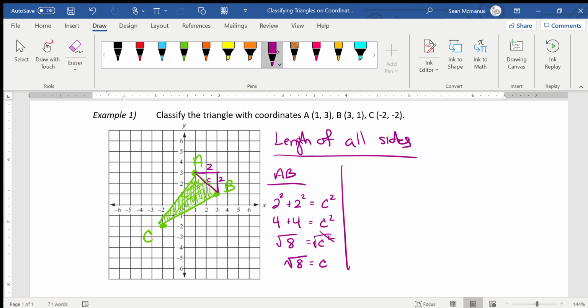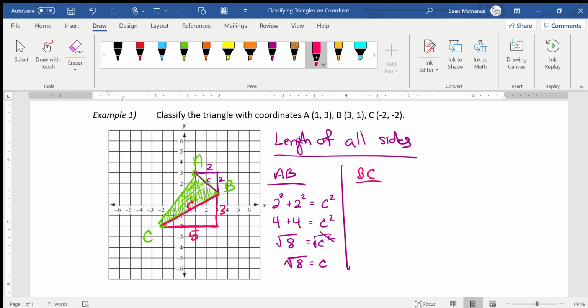Then we want to find the length of our next side, which would be BC. Let's do it in a different color. So BC would be this side right here. We're going to make a triangle, and BC is going to be the hypotenuse. The side on the bottom is 1, 2, 3, 4, 5 units, and this is 1, 2, 3 units. After you do the Pythagorean theorem enough, you'll start to see some patterns here, but we're going to keep going.